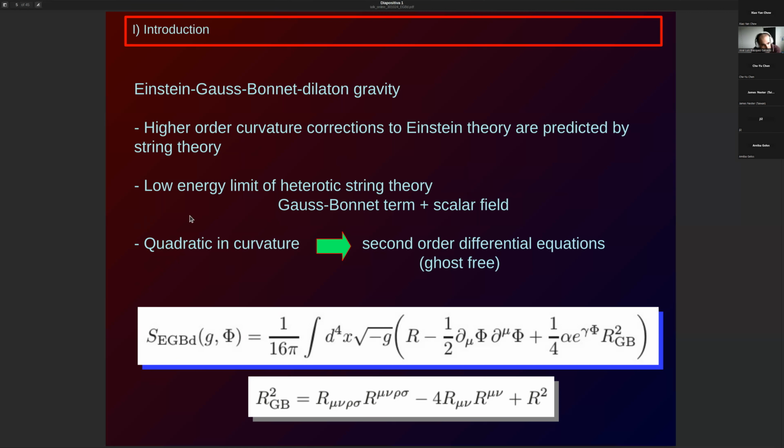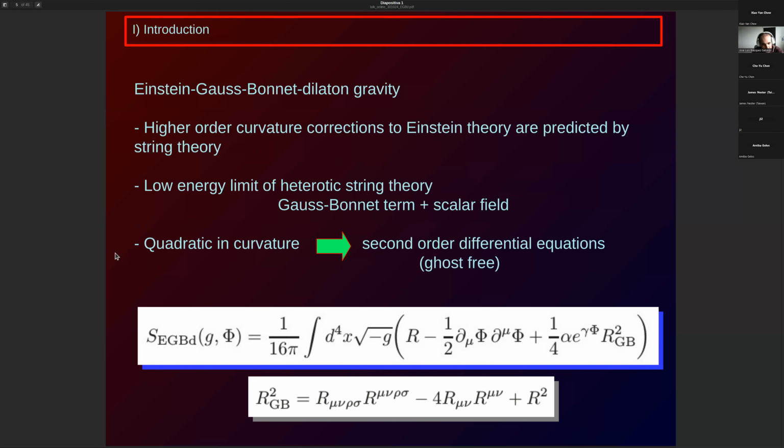It's also quadratic in curvature, which means that the field equations that result from this action are second order, and they also happen to be ghost-free, so they have these nice properties. Nothing weird is going to happen. In general, we expect them to be well behaved, the wave equations, this kind of things, right?